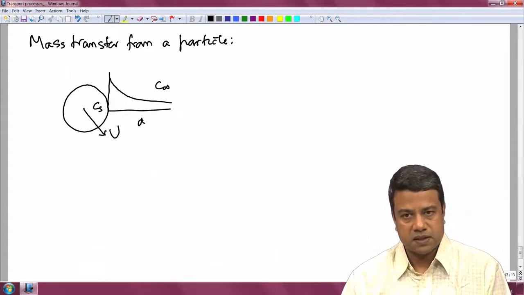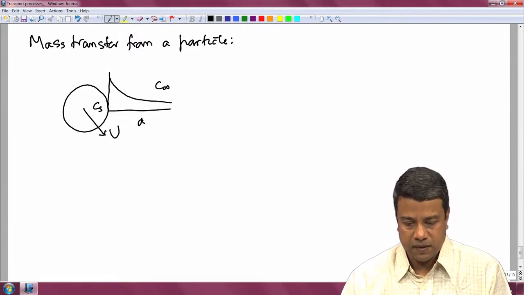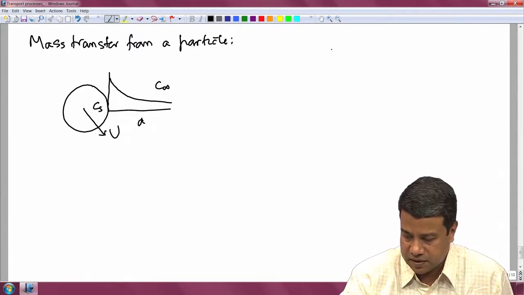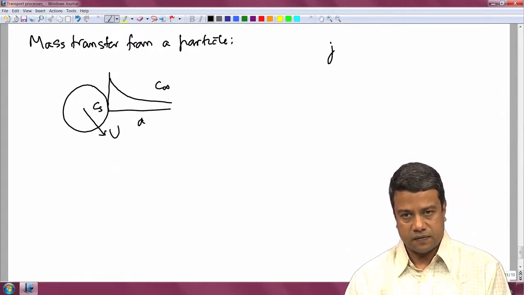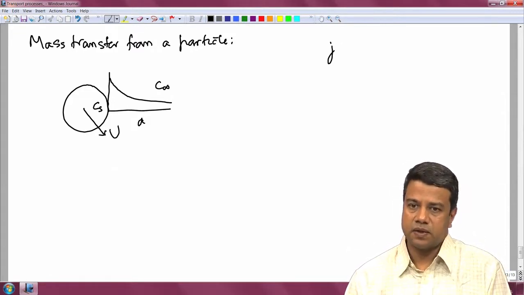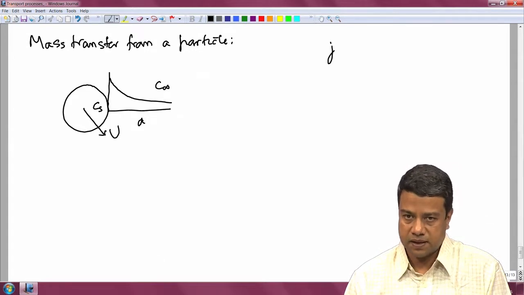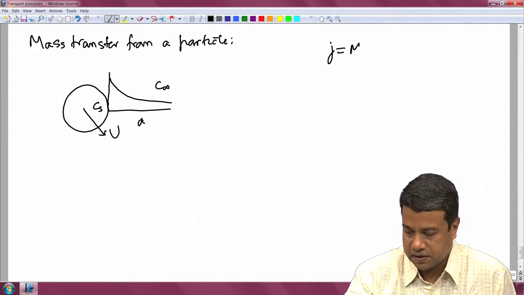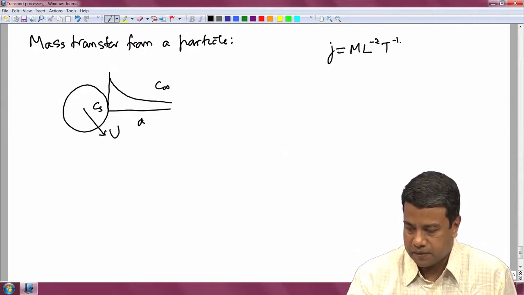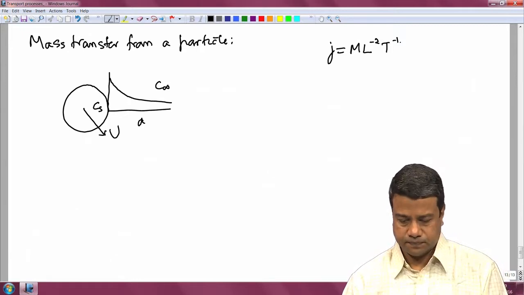So, for this mass transfer problem, the dependent variable is of course the mass flux J. The mass flux is the rate of transfer of mass per unit area per unit time.